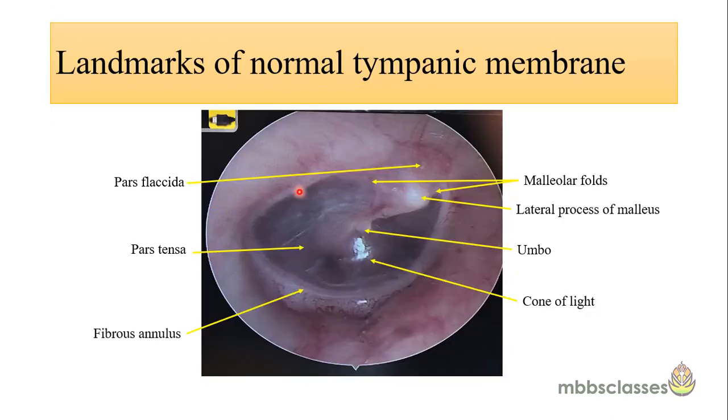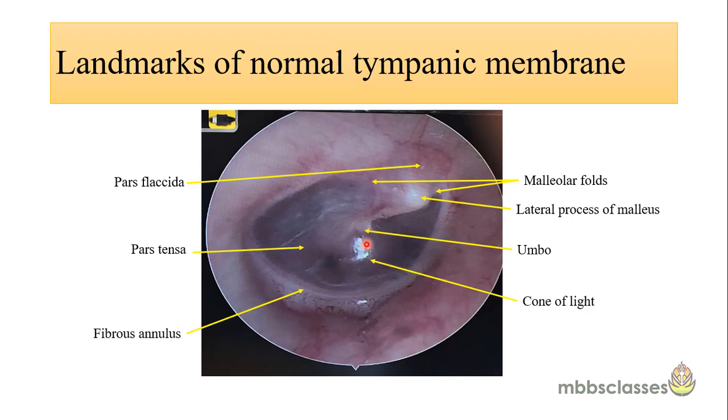Now coming to the landmarks of the tympanic membrane. A normal tympanic membrane, as we have discussed, is elliptical in shape. It is translucent, and it is mobile. Mobility is tested by the Valsalva maneuver. But here, what are the landmarks of the normal tympanic membrane? So this is a picture of a right tympanic membrane.